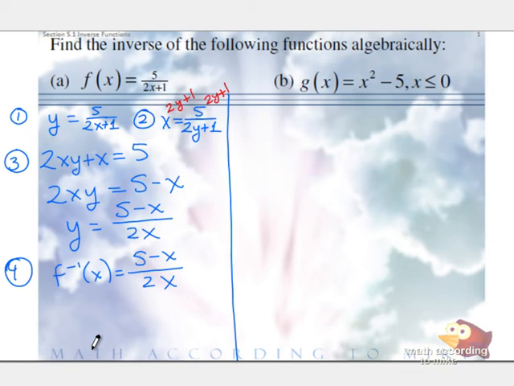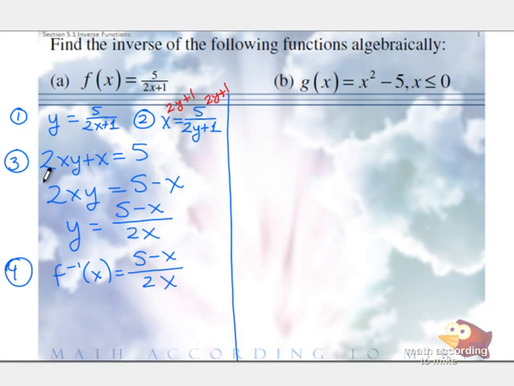To prove this is the answer, what you will have to do is compose the original function with the inverse in both directions. If you do so, you should get x. I'll leave that up to you. You're welcome. Let's do part B.